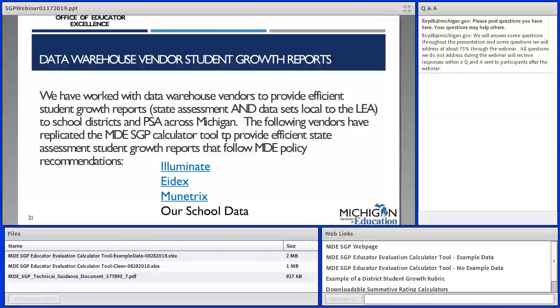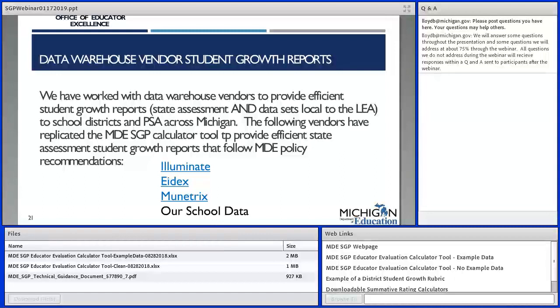So Illuminate has replicated the MDE student growth percentile calculator tool to provide more efficient reports that could be available within a few clicks. IDEX has replicated the MDE student growth percentile tool and has this report functionality available within a few clicks. Munetrics has replicated the MDE student growth percentile tool. And In Our School Data has replicated the SGP tool. So these are data warehouse tools that are already in use with districts across the state. Many districts, not all, but many districts already have relationships with them, are currently using them, and are familiar with the interface and how to generate reports with it.